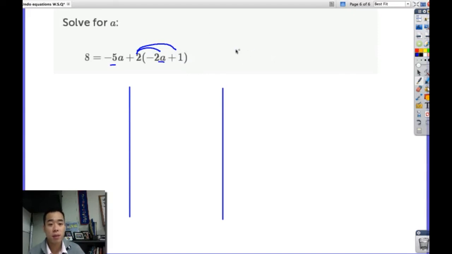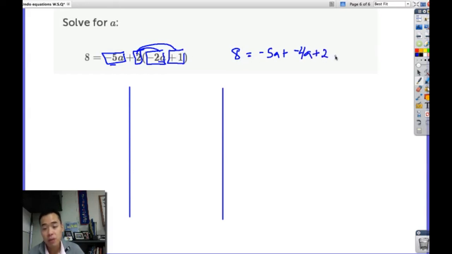So I'm going to do it over here. So I get 8 is equal to negative 5a plus, well, I know that first thing I'm going to do is box each term with the symbol to the left so that I don't lose my positives and negatives. I have a positive 2 times a negative 2a, so that's going to be a negative 4a. A positive 2 times a positive 1 is going to be a positive 2. Again, if you're confused on what I just did, go back and rewatch the distributive property video and then jump back in, which is totally fine.